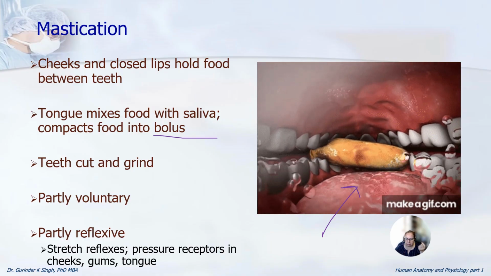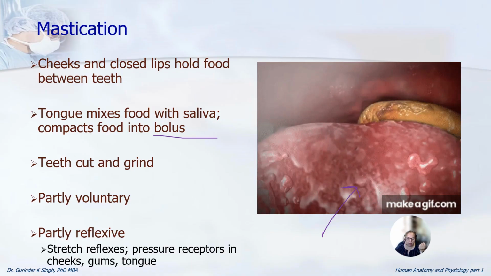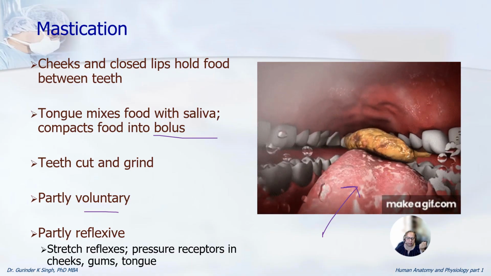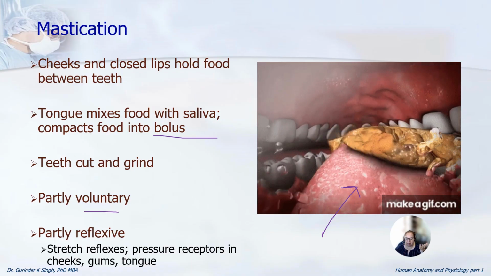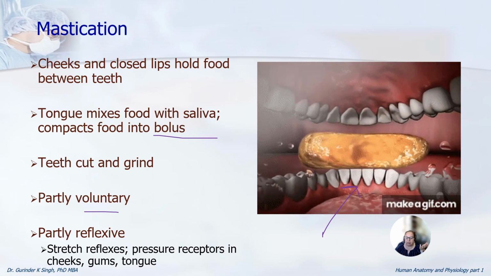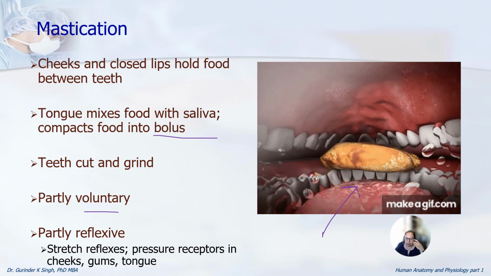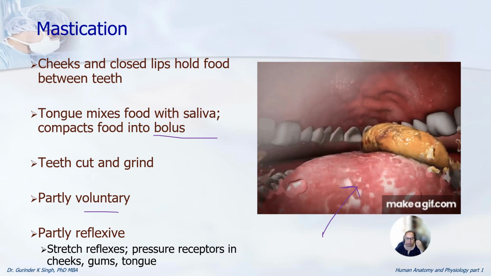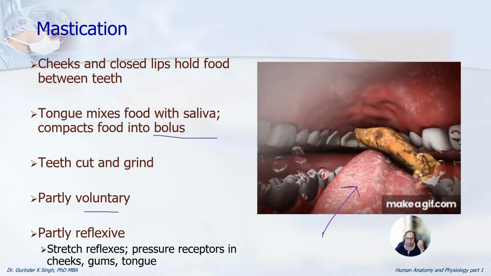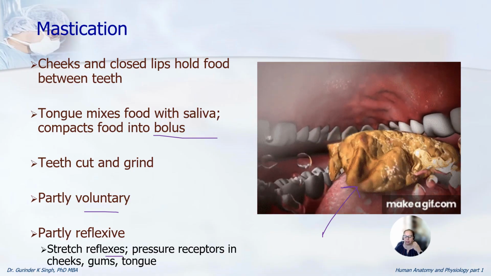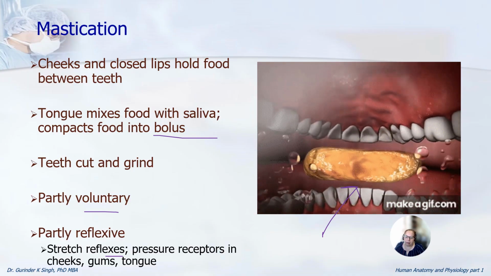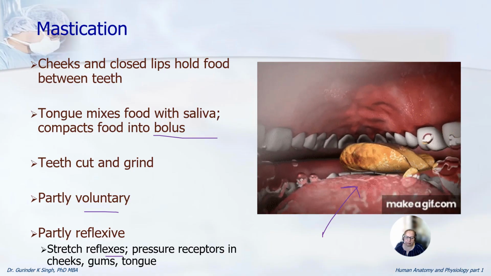Mastication is partially under your control, so we can say that it is voluntary, and partially it is reflexive. Okay, so anything which goes into your mouth, you will start chewing it. So it stimulates the stretch reflexes and the pressure receptors in the cheek, as well as the gum and the tongue.